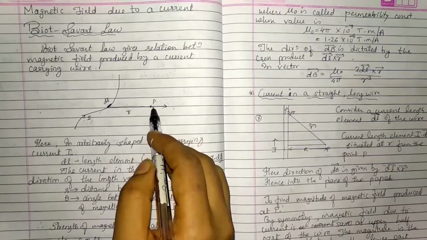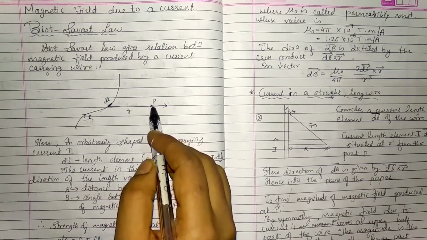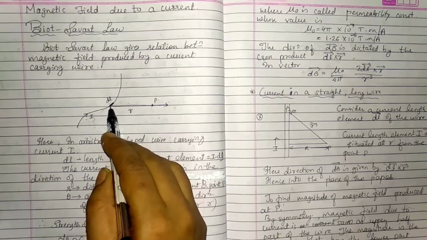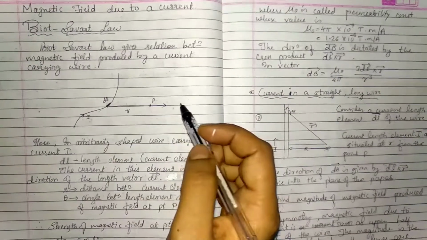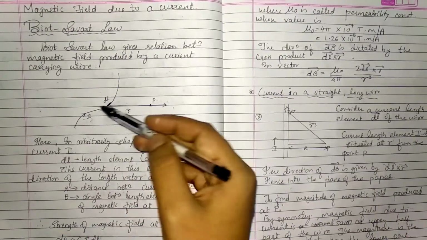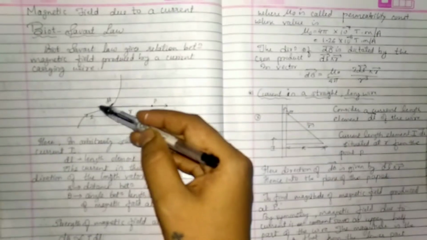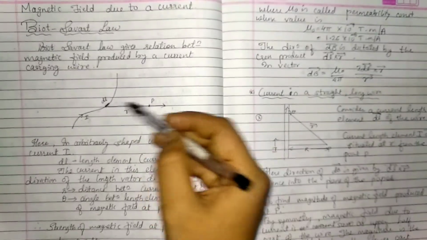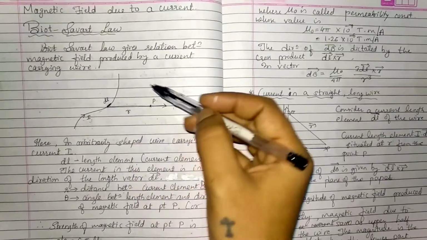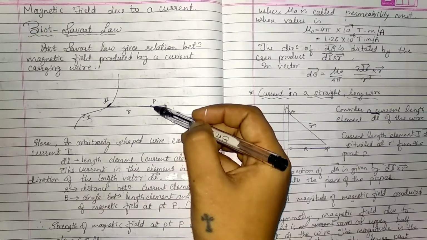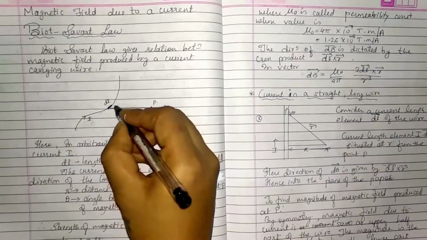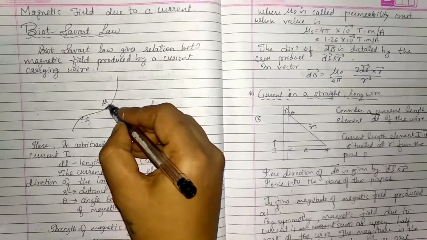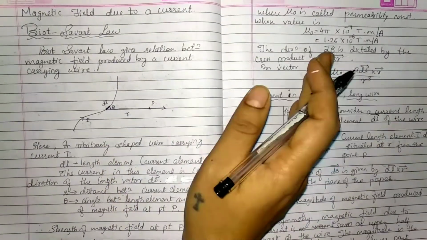Other than this, P is a point where we are going to determine the magnetic field due to this length element. The current in this element is in the direction of the length vector, that is dl. r is the distance between the current element and the point P, and theta is the angle between this dl and r.